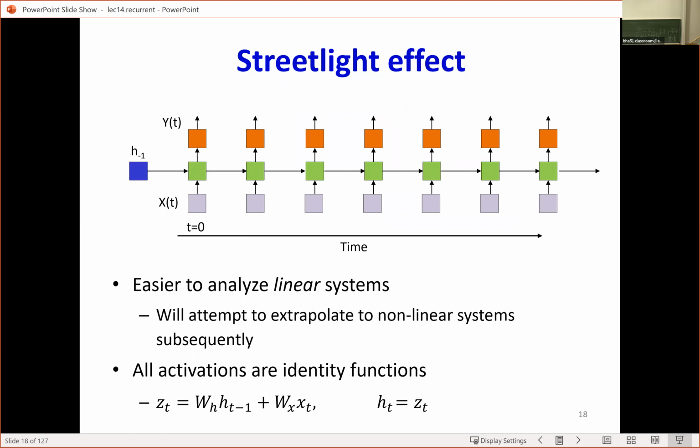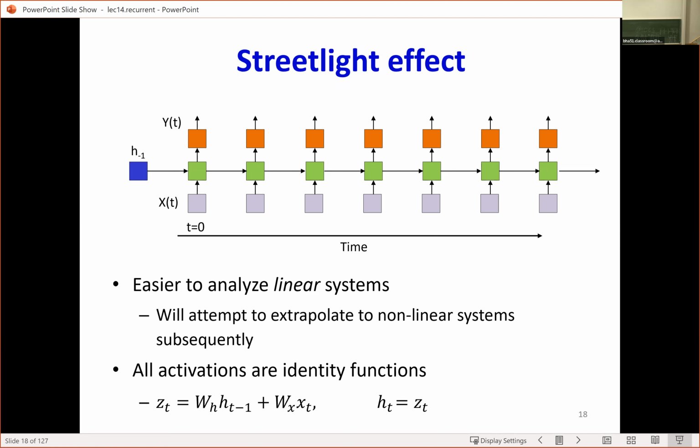So I'm going to analyze linear systems, where all the activations in the recurrent layer, we're not looking at the output layer, it's the recurrent layer, are linear, which means that the output of each unit is simply an affine function of the inputs. So at any time, the hidden value is simply the affine value itself, and the affine value at any time is simply an affine function of h of t minus 1 and the current input. Okay?